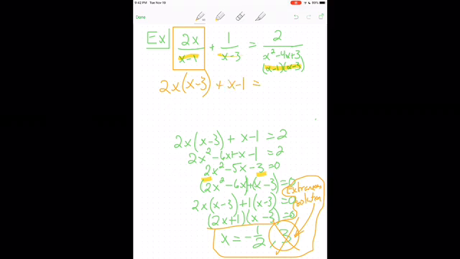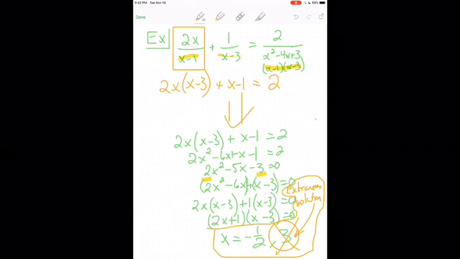And here, the x minus 1 in the numerator would cancel with the x minus 1 in the denominator. The x minus 3 cancels with the x minus 3. So you're just left with 2, which is the same exact thing as what we have down here.